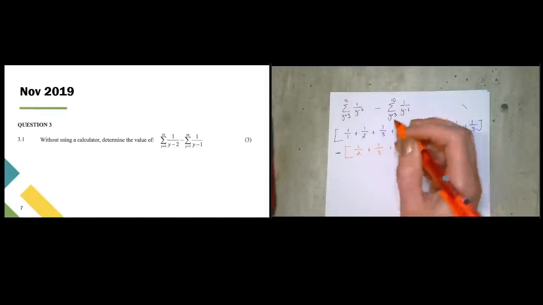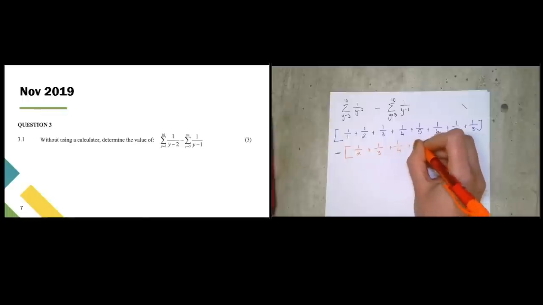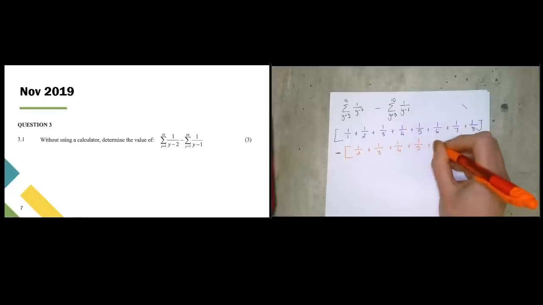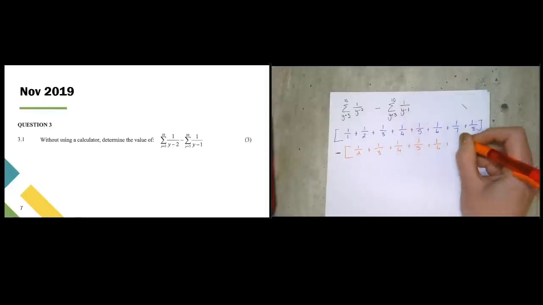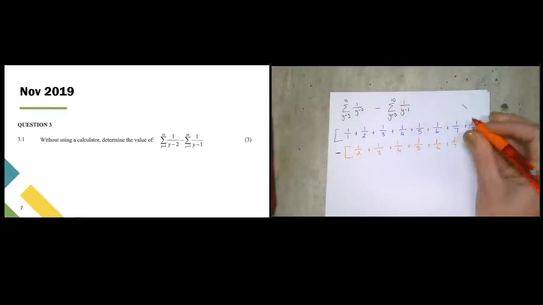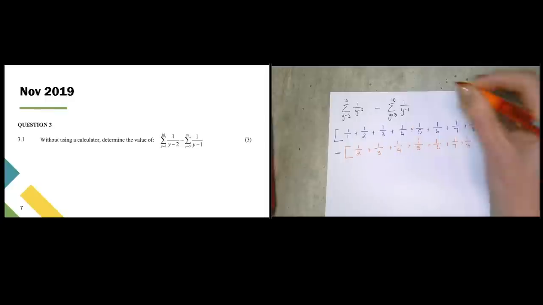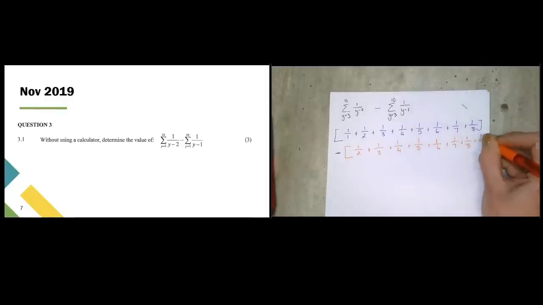1 over 5 minus 1 is 4. 1 over 6 minus 1 is 5. 1 over 7 minus 1 is 6. 1 over 8 minus 1 is 7. 1 over 9 minus 1 is 8. And the last one I'm subbing in, 1 over 10 minus 1 is 9.